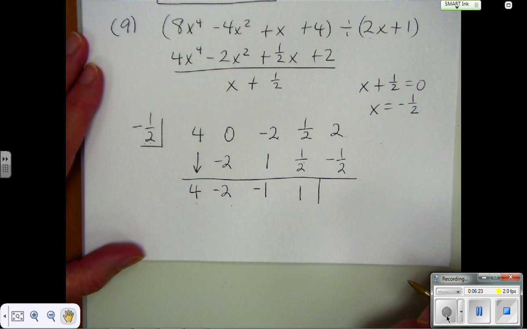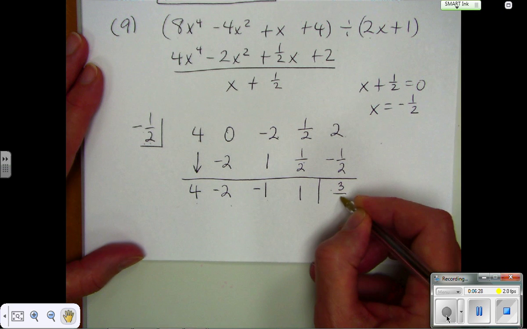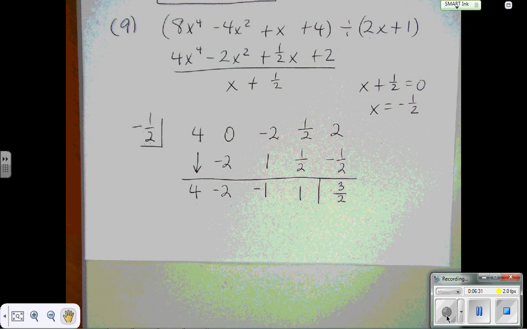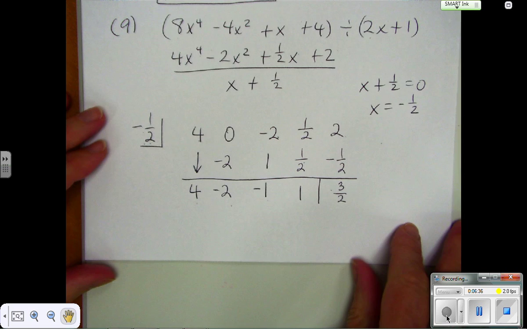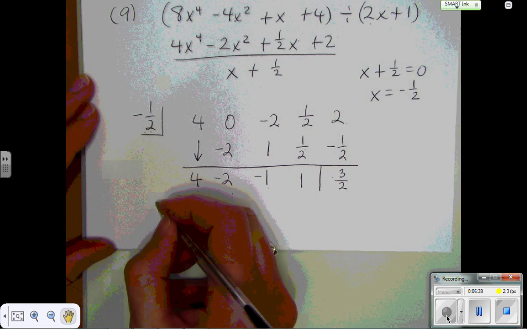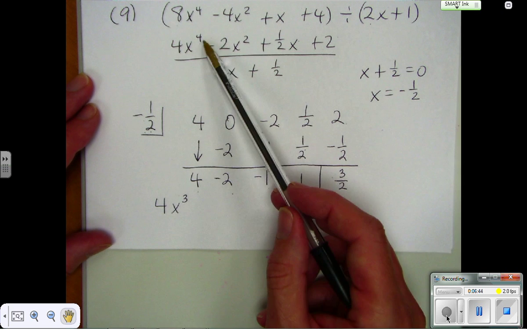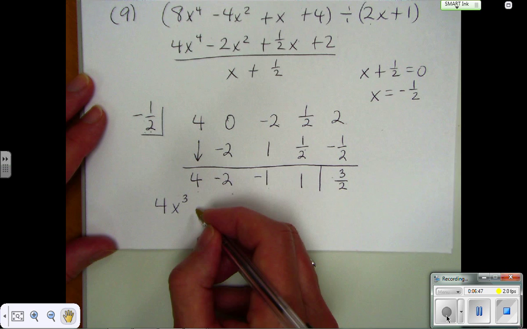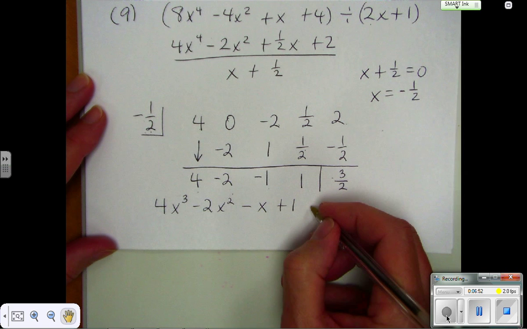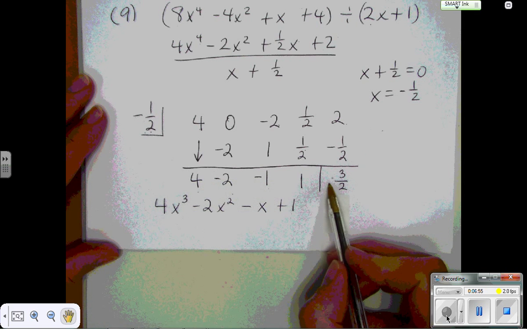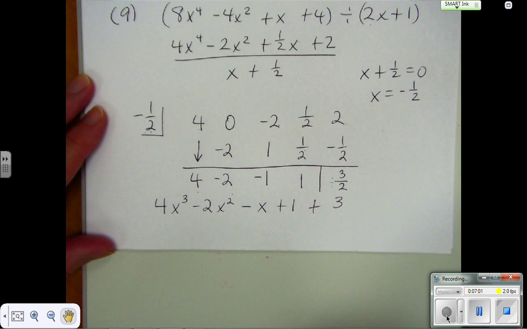So I'm going to have a remainder on this one. I'm going to have a remainder of, let's see, 3 over 2. It's going to be 1.5. Okay, so let's write the answer. I'm going to have 4x to the third, because I always want to start with 1 degree less than the original, minus 2x squared, minus x plus 1, and for the remainder, it's positive 3 over what you're dividing by.